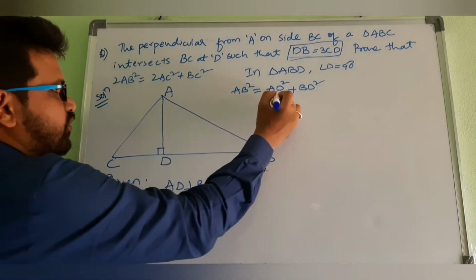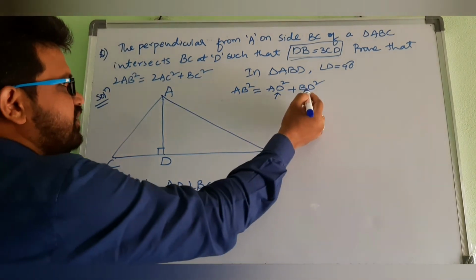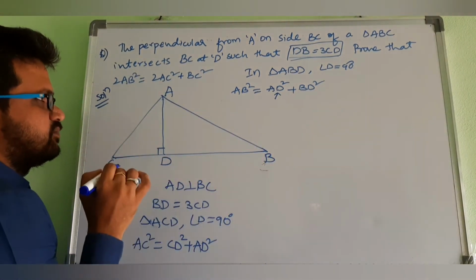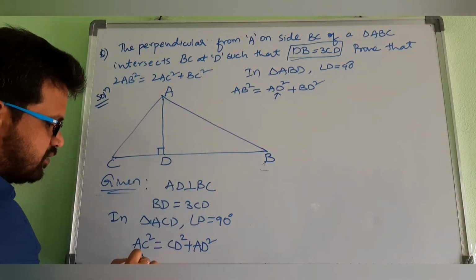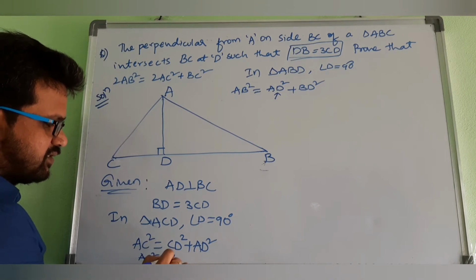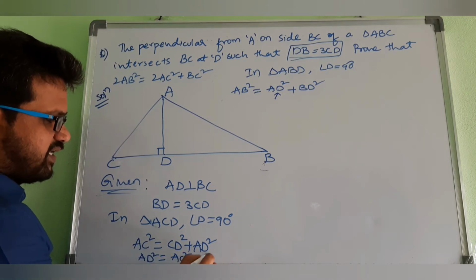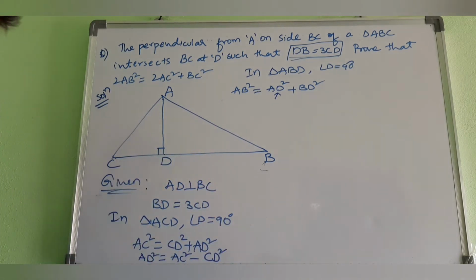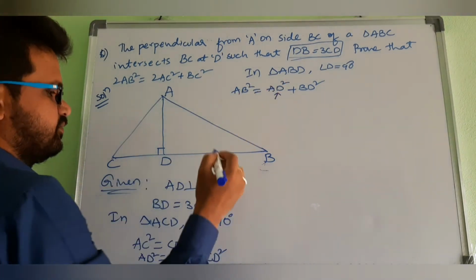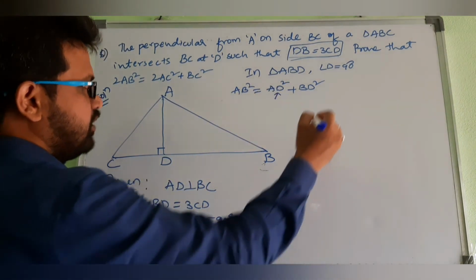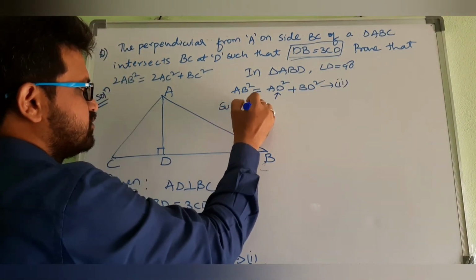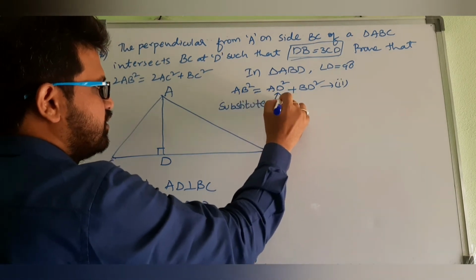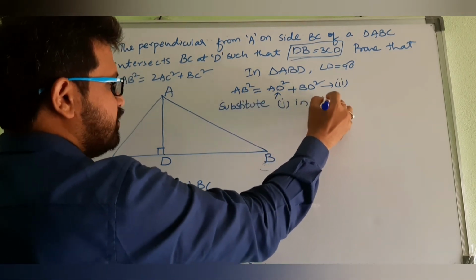Here we have to remove that AD. Why? Because BD we can write in terms of BC. And AD square we can write as AC square minus CD square. AD square we can write as, transposing CD square here, AC square minus CD square. Let us take this as 1 and this as 2. Substitute 1 in 2 in the place of AD square.